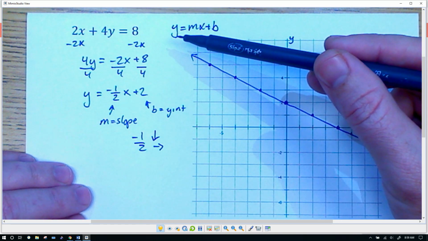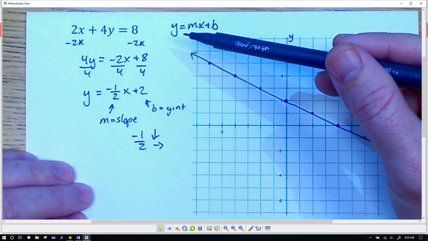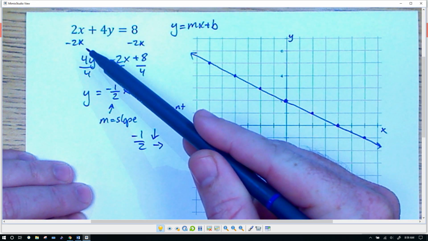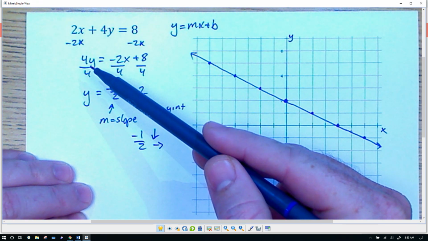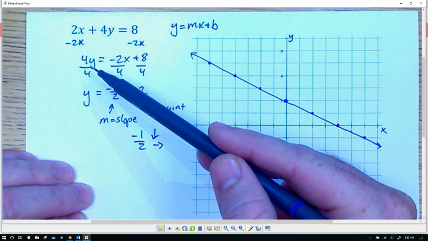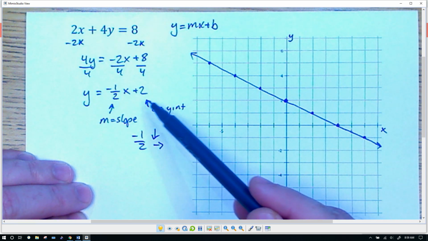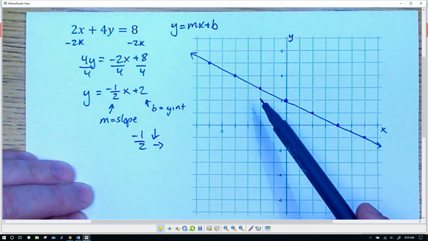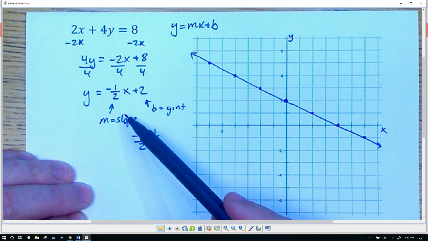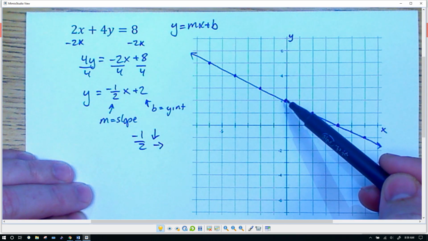Again, we want to try and get the y by itself. So we need to get rid of the x that's on the same side. We need to get rid of the number, the coefficient in front of the y. Then once you have it in this form, you start at the y-intercept. So I went up to 2, put a point. Then I went down 1 over 2 from this point here.